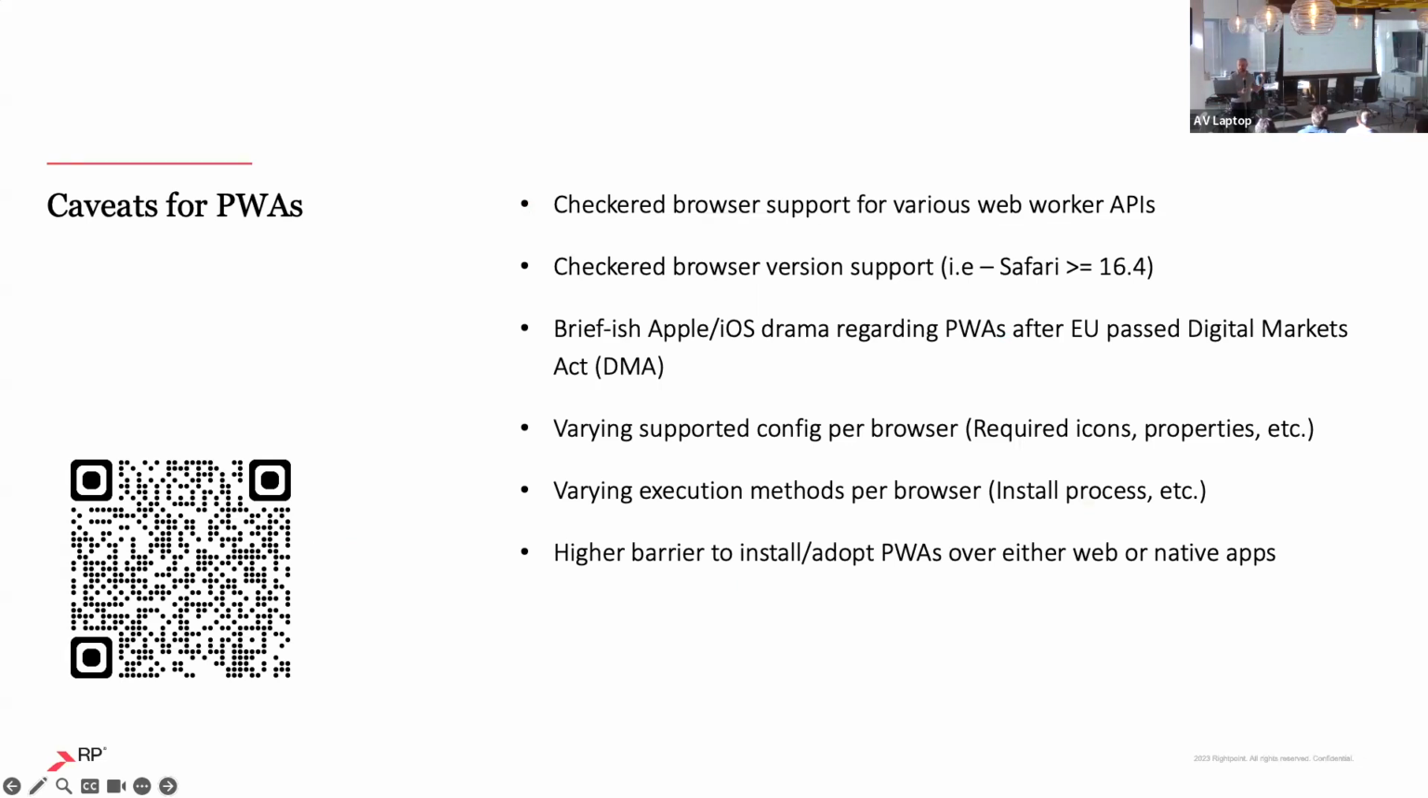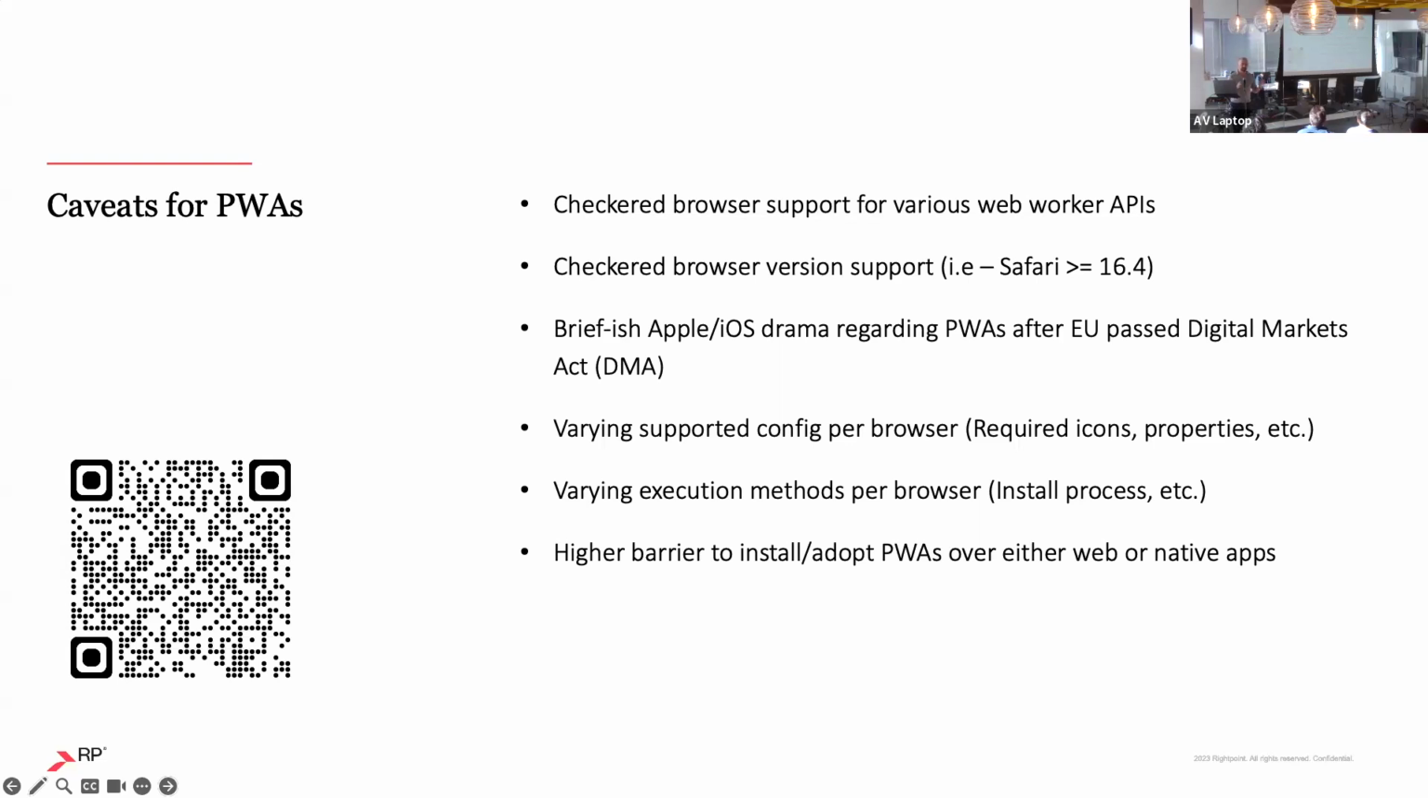This QR code here takes you to a virus. Actually, it takes you to the Can I Use website to see what service worker APIs are available per browser. But there's also checkered browser support per version. Some of the stuff we're going to be talking about today was introduced in Safari after iOS update 16.4. So Safari on iOS before that won't work, but Safari on iOS after that will.